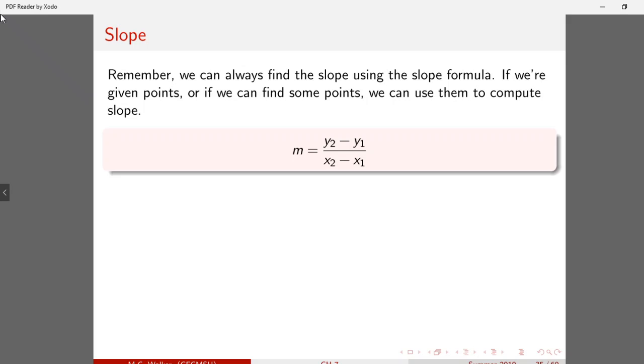Slope. We can also always find the slope using the slope formula, take the change in y, and divide it by the change in x. Or if I was to give you some points, we could use that to find the slope of the line that passes through them. And we could then use that to construct some lines.